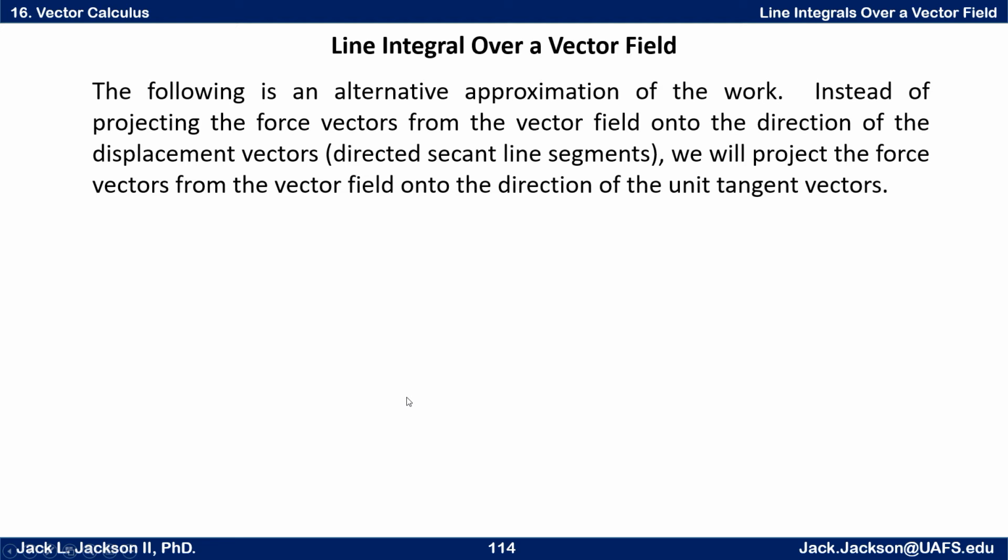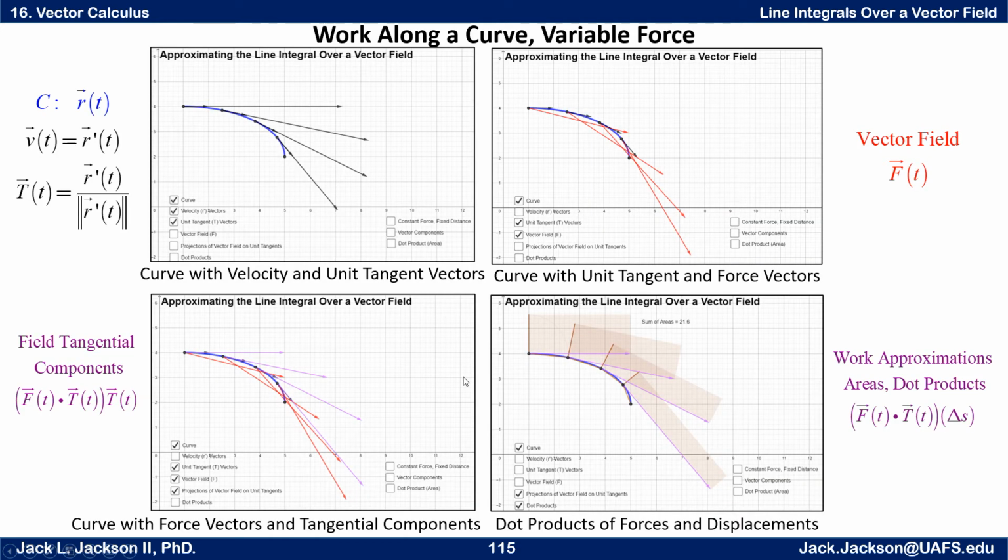Now I'm going to show you an alternative approach. It's an alternative way to approximate the work. But this time, instead of projecting the force vectors from the vector field onto the direction of the displacement vectors, which are basically directed secant line segments, we will project the force vectors from the vector field onto the direction of the unit tangent vectors. So this will be in the direction of motion as defined by the tangent vector instead of a secant vector. And it works in a very similar way.